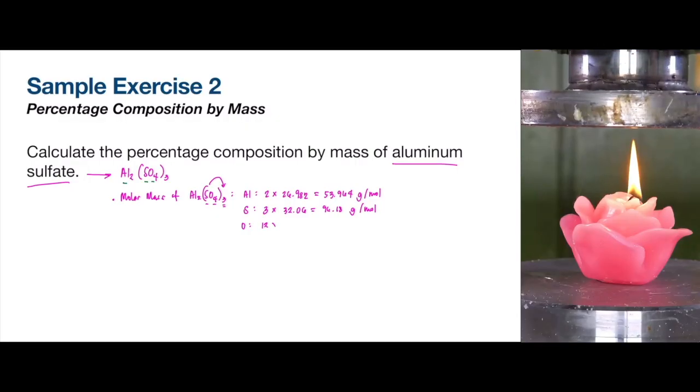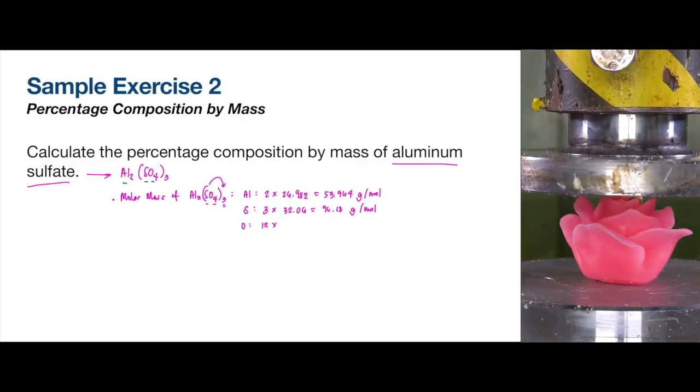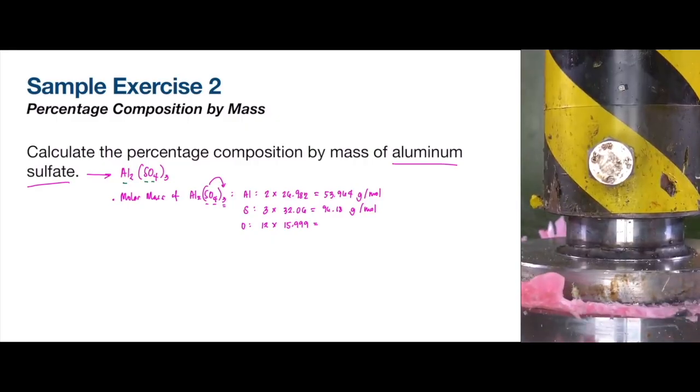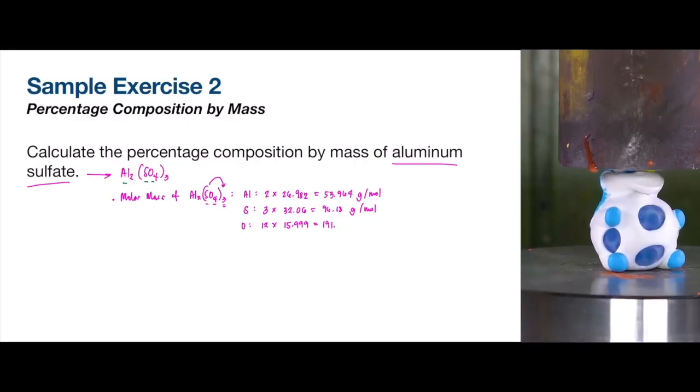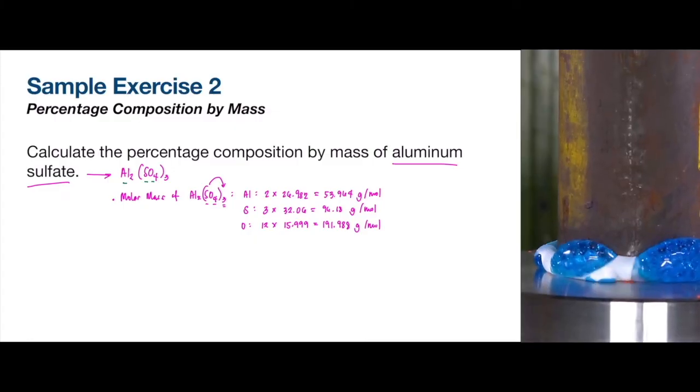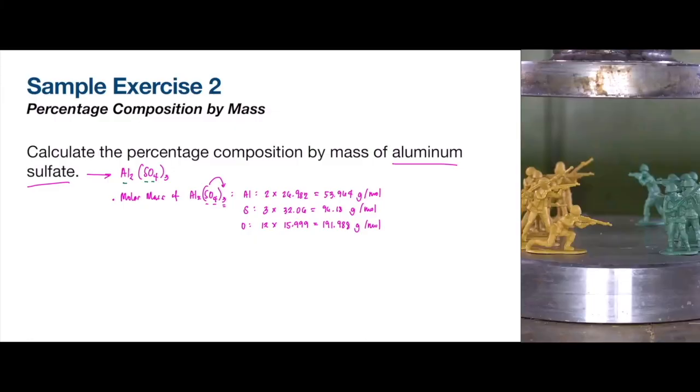And lastly, for oxygen, it has 4 inside the parenthesis and again multiplied by 3. There are 12 oxygen atoms. So 12 times 15.999 equals 191.988 grams per mole.